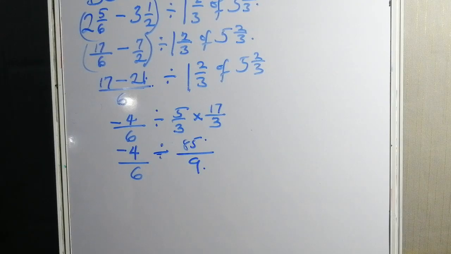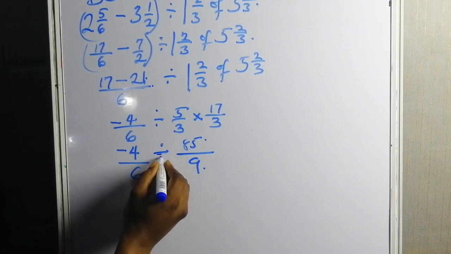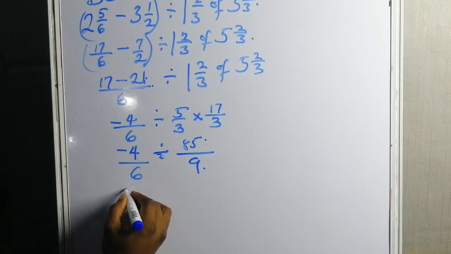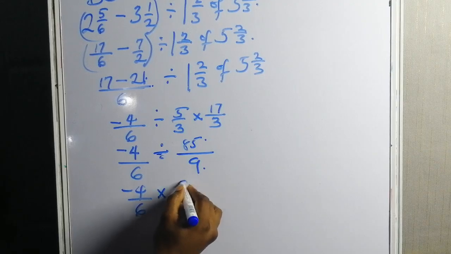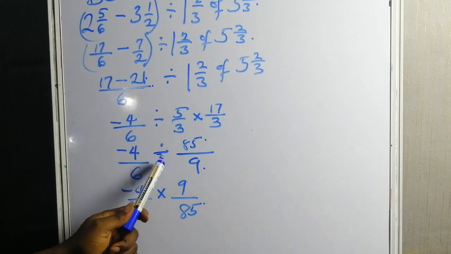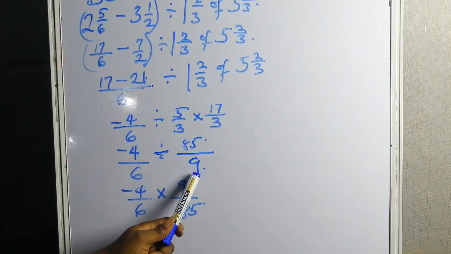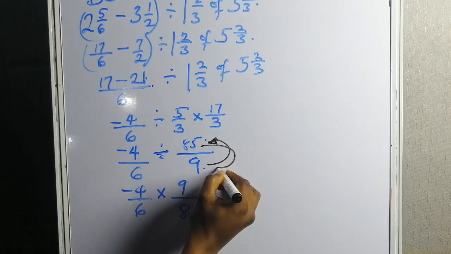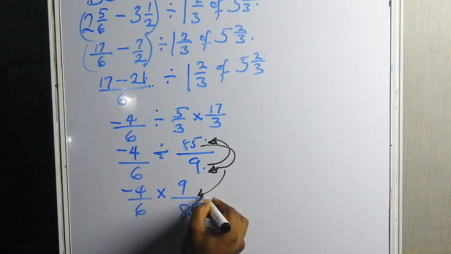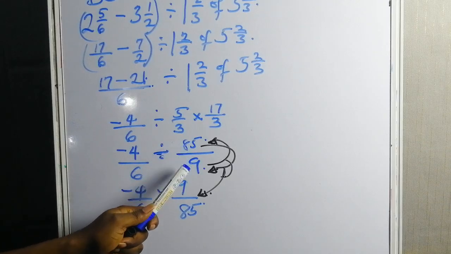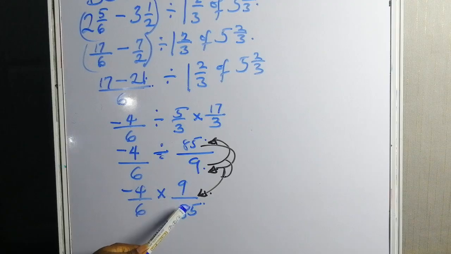So at the end of the day, you can now apply your division. Since it's only division, I've told you, just to avoid confusion, anything on the right hand side is the owner of the sign. The owner of this sign is what? 85 over 9. So it will now be minus 4 over 6 divided by 85 over 9. So this is more clearer. If I want to remove division to change it to times, the numerator will go down and the denominator will come up. That is, this will come up and this will come down. So the numerator is 85 and the denominator is 9.